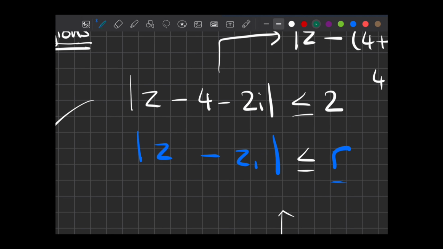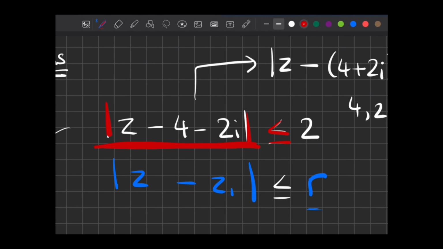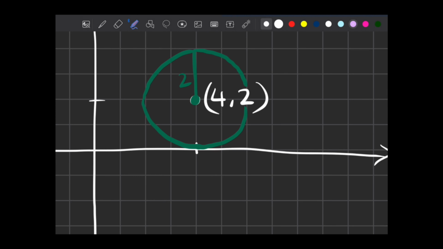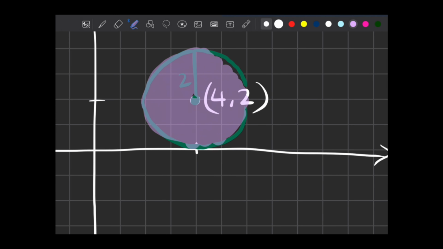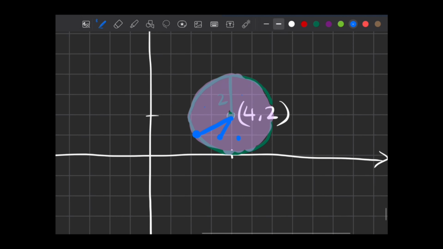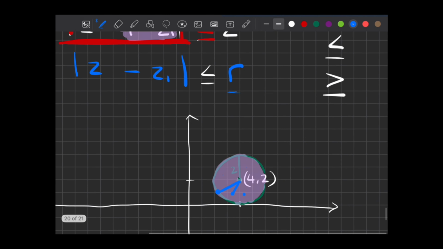And since we're looking for all the points that have a distance, remember this represents a distance, of less than or equal to 2 from this center, all of the points lying inside the circle will satisfy that inequality, because all of those points either have a distance of 2 from the center or they have a distance less than 2 if you pick any point inside that circle. So that is the region described by this expression.